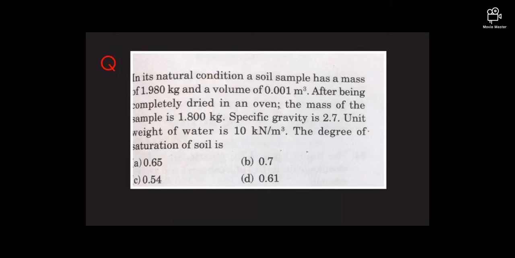Next question. In its natural condition, a soil sample has a mass of 1.98 kg and a volume of 0.001 meter cube. After being completely dried in an oven, the mass of the sample is 1.8 kg. Specific gravity is 2.7. Unit weight of water is 10 kilonewton per meter cube. The degree of saturation of the soil is what?